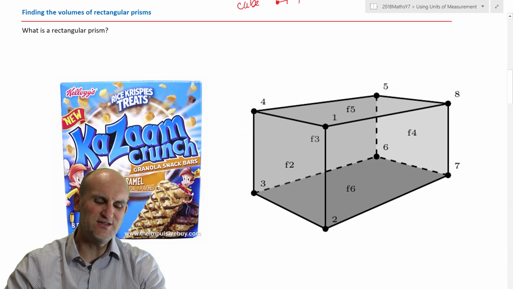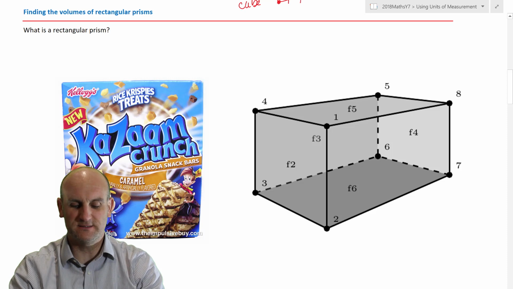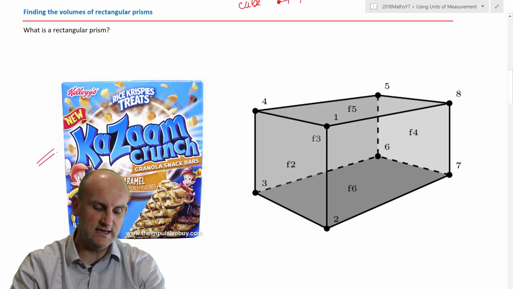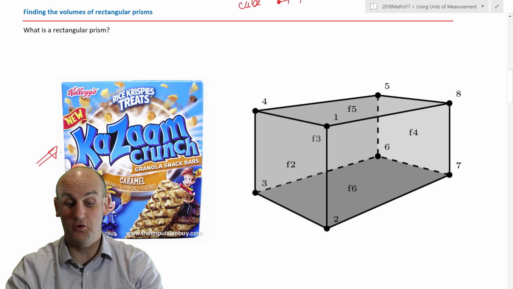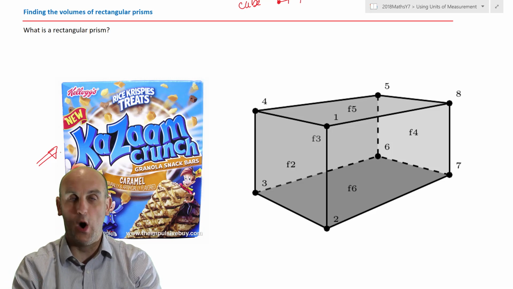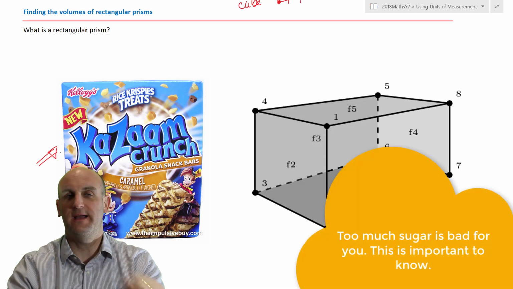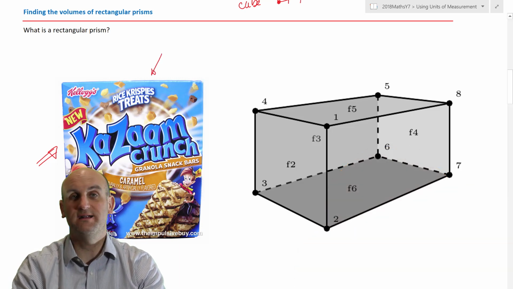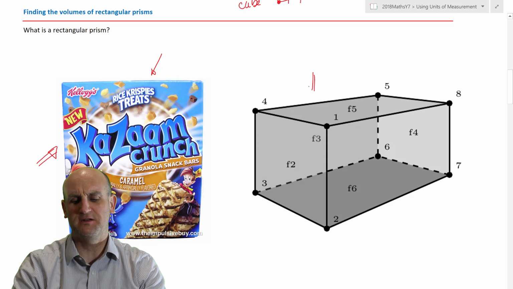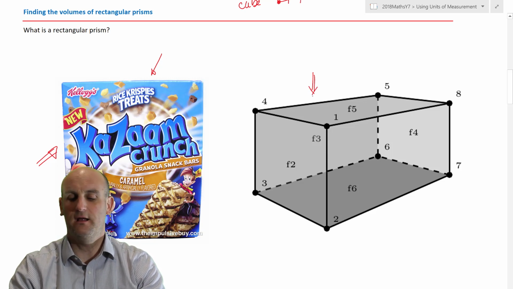Now, the question is, what is a prism? We can talk about these prisms. Now, I don't actually live anywhere that sells Kazam crunches, but I have to say they look good. More sugar in one healthy snack. Now, sugar is bad. Don't take sugar. But obviously, this box is an example of a rectangular prism. And from a more mathematical point of view, here is a box there that is also a rectangular prism.